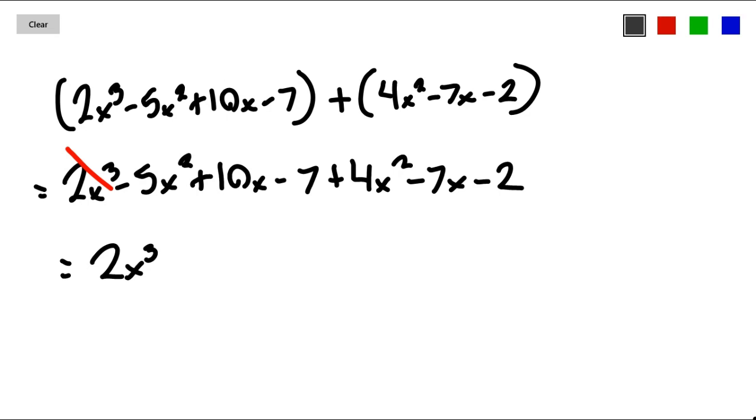So moving on to the x squared term, I've got a minus 5x squared and a plus 4x squared. And that combines to get a minus x squared, because negative 5 plus 4 gives me a negative 1. Then I move on to the x terms. I have a 10x and a minus 7x, and that combines to get me a plus 3x.